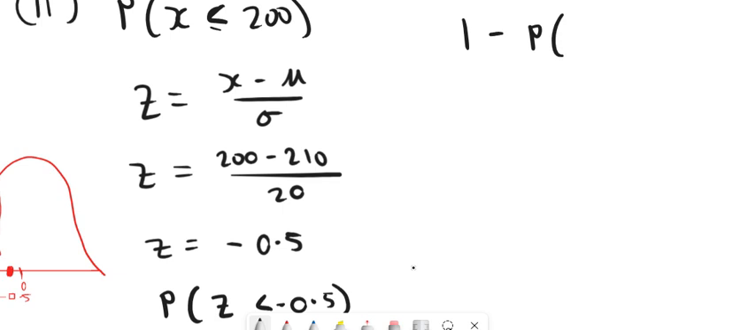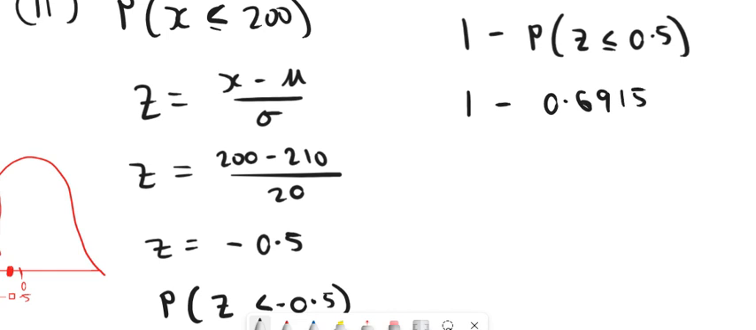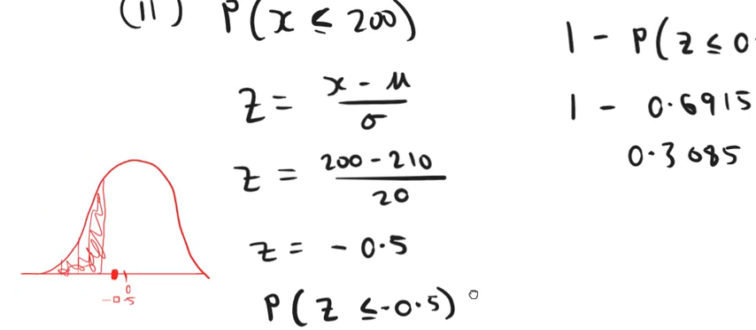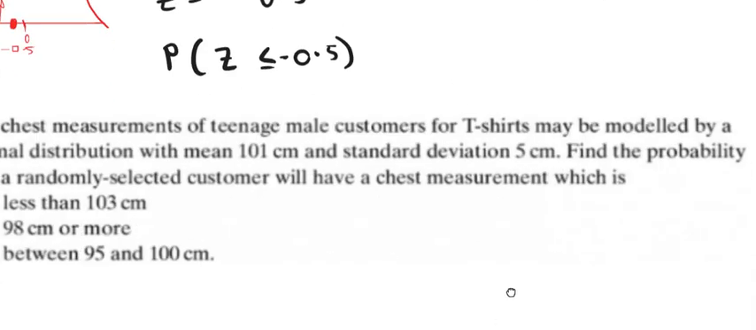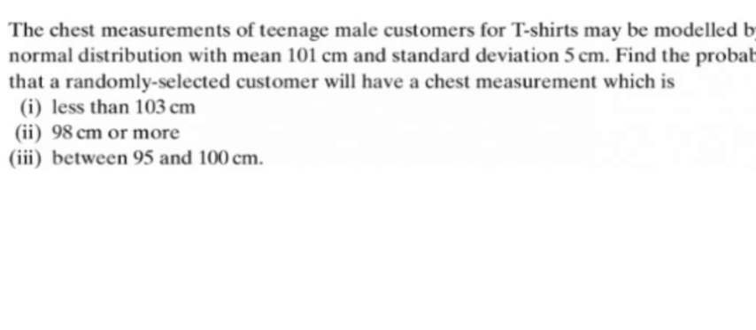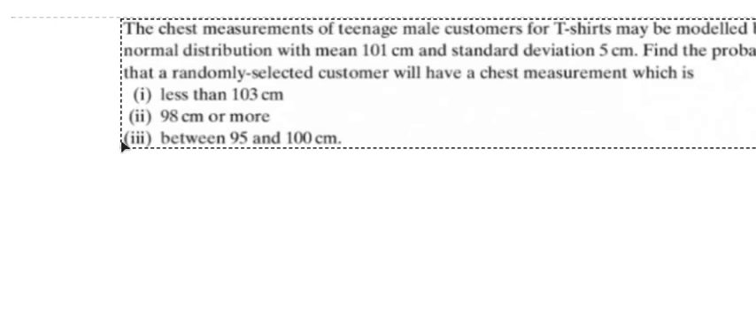1 minus the probability that z is less than or equal to 0.5. So that's 1 minus, you just have to look up your 0.5 in the z tables. 0.6915. And then that's 0.3085. And that's the answer. So next one, if you want to try this one yourself, you can. If you want to pause the video.